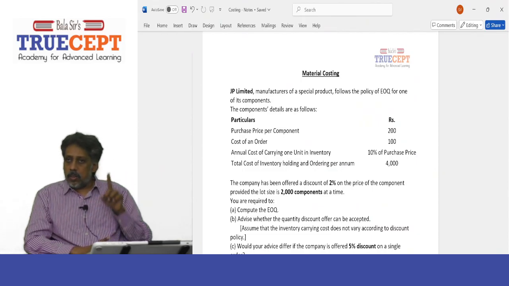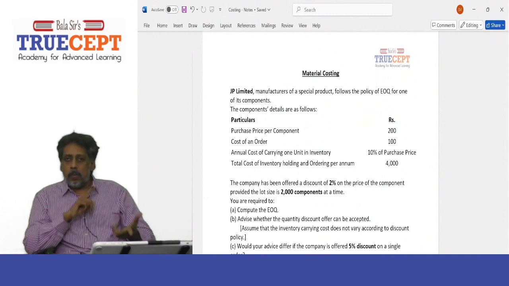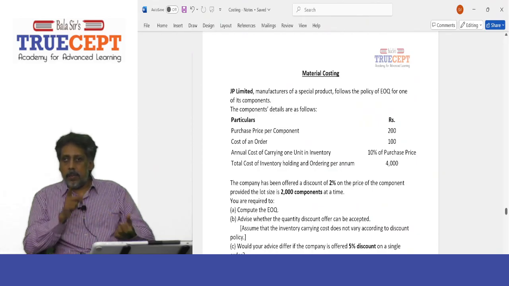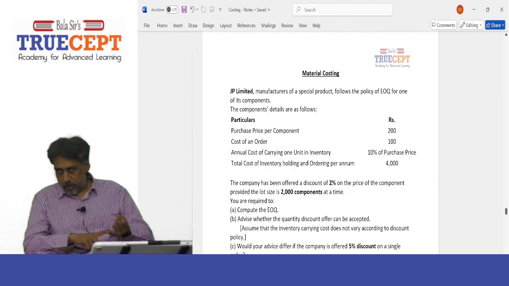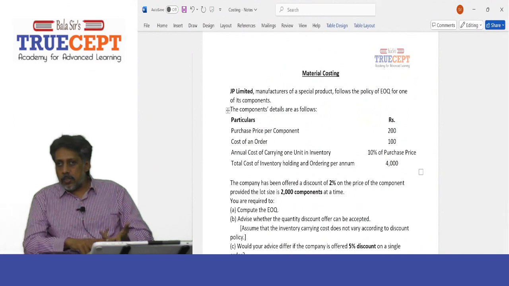The total cost of inventory holding and ordering means the total amount of inventory holding or carrying cost and ordering cost. How much? Per annum 4,000. One point is missing: at EOQ they must have given. Is that fine? Now, it is one mistake they made in the examination question itself. They should have given this total, that is annual inventory holding and ordering cost at EOQ equals how much?